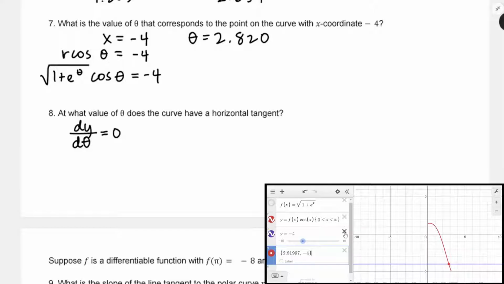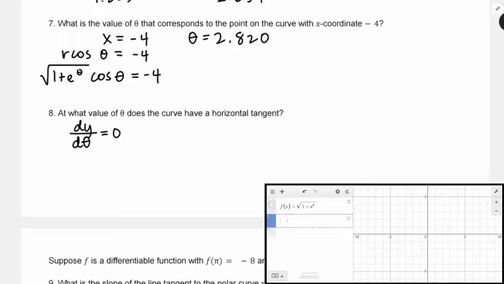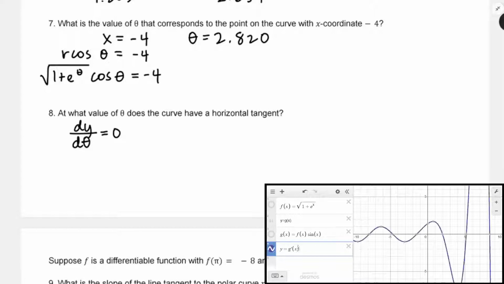So I think I'm going to get rid of all of these. Okay, y is equal, and I'm going to say y equals g of x. That's just my note of what's happening here. So g of x equals f of x sine x. Okay, that's still not what I want. I want the derivative of y to equal 0. I've defined y here. y equals g prime of x.